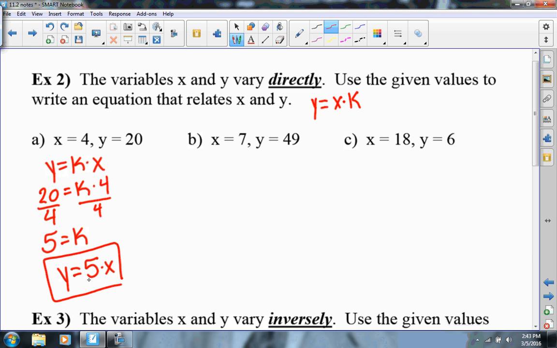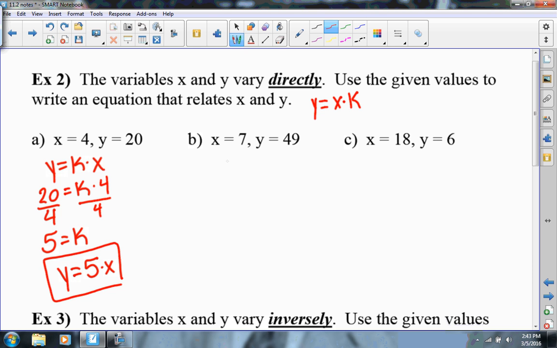So since there's a direct relationship between x and y, you would take whatever x is and multiply it by 5, and that would give you y. So x could be the number of hours that you work, and 5 could be the amount of dollars that you get paid for every hour, and then y would be your total salary.